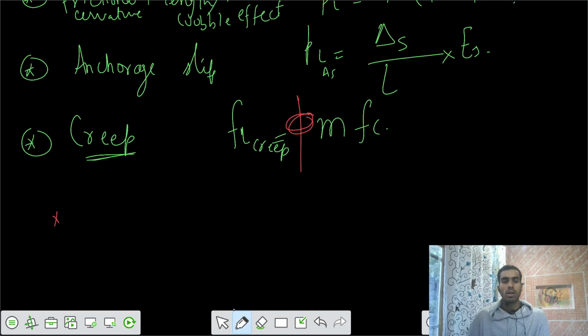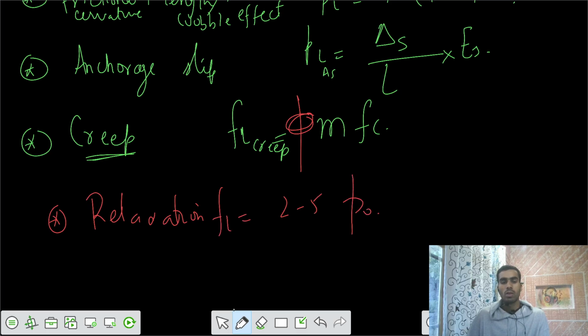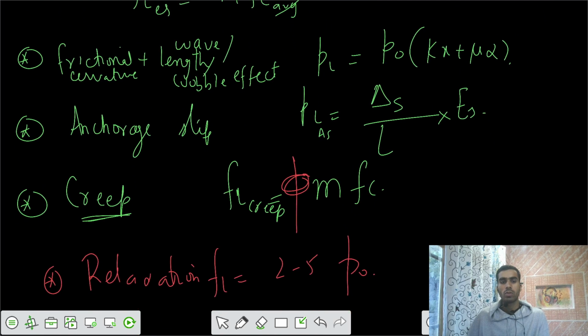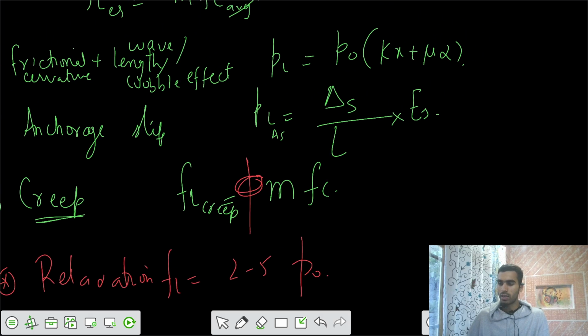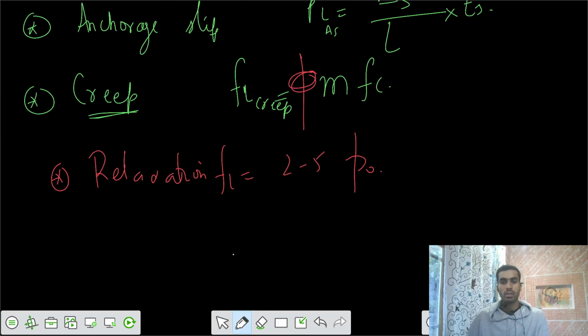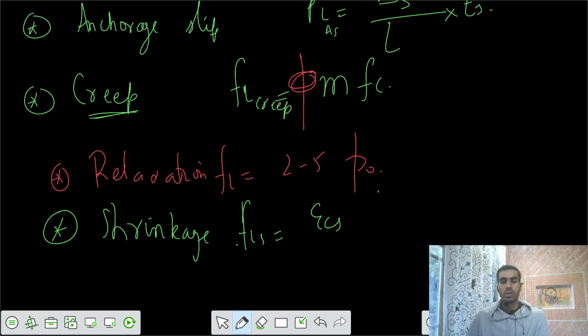And one more is relaxation. Relaxation, we take as 2 to 5% of P naught. This is the total loss. So I think these are the six kinds of losses: 1, 2, 3, 4, 5. One more is there, shrinkage. Shrinkage loss is there, in both pre and post tension. So the loss equals the shrinkage strain times the modulus of elasticity.